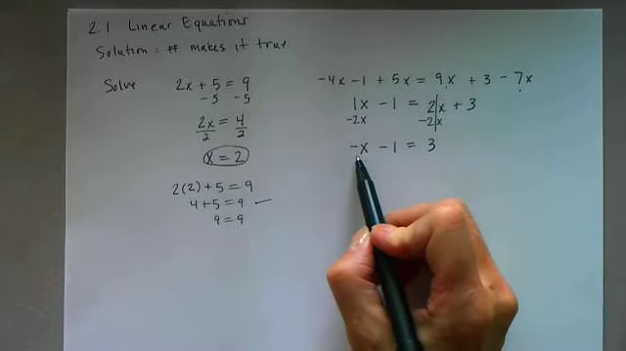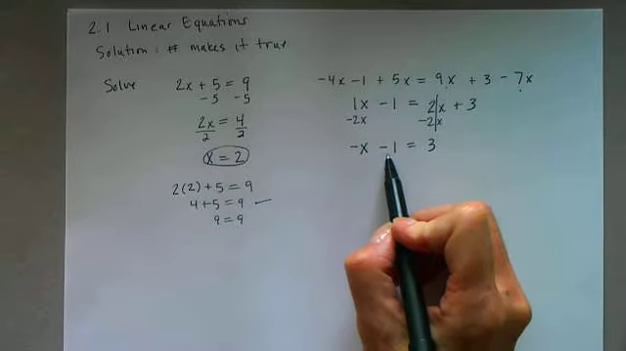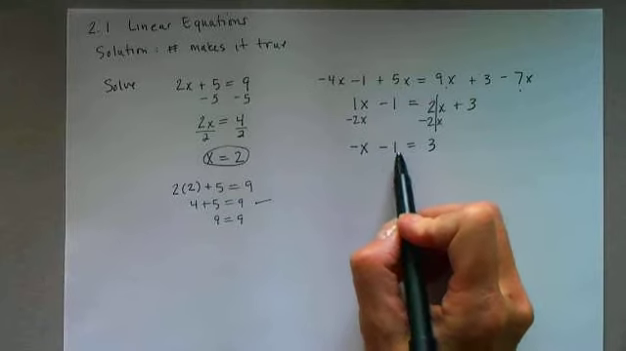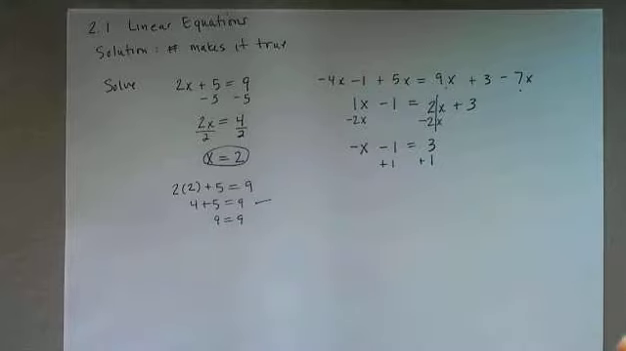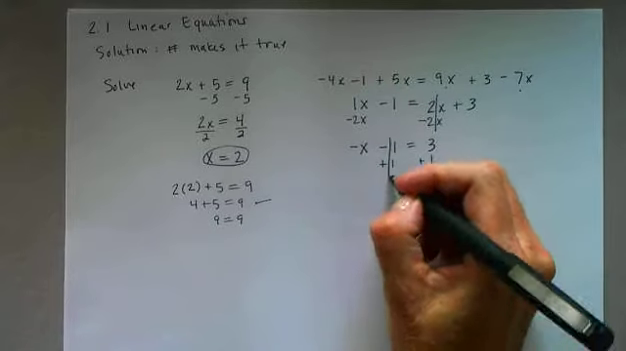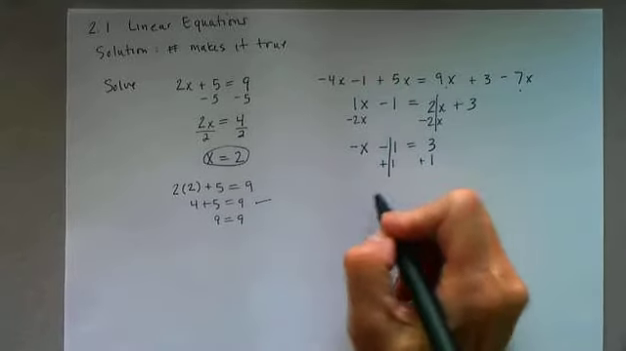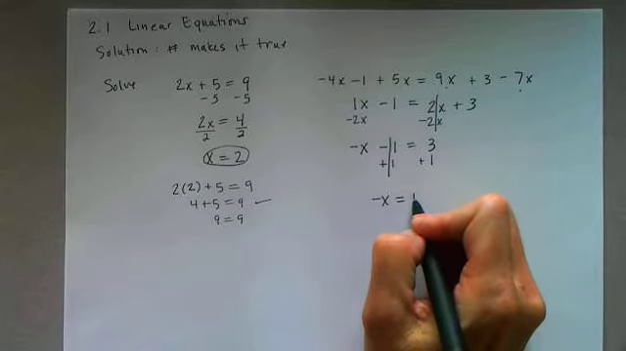So now to get x alone, we need to do the opposite operation. The furthest thing from x is this subtract 1. So I'm going to do the opposite. I'm going to add 1 to both sides of the equal sign. So negative 1 and positive 1, those are gone. And I now have negative x equals 4.